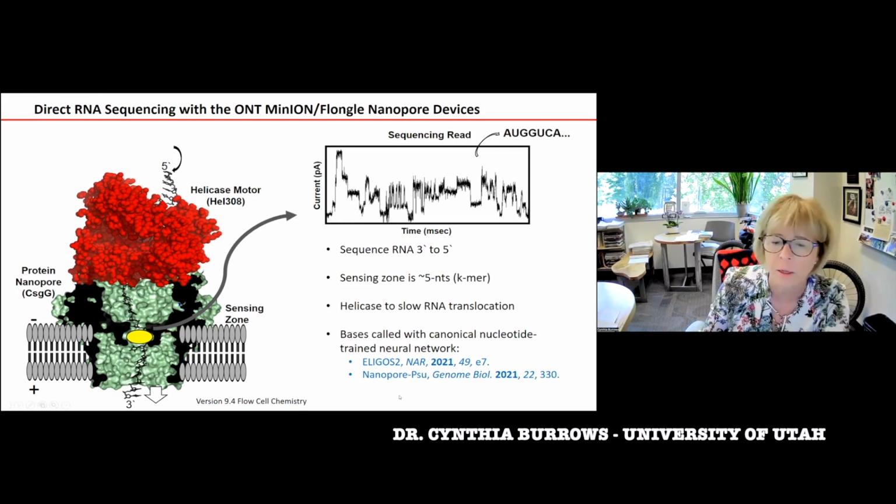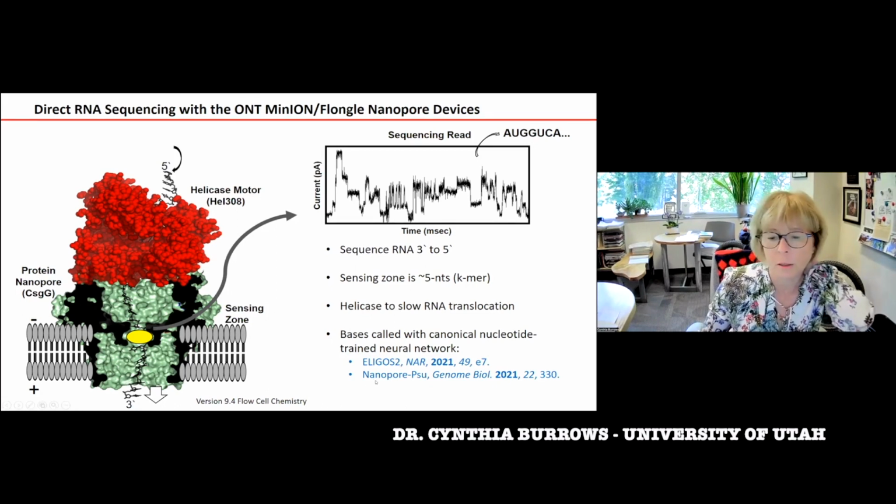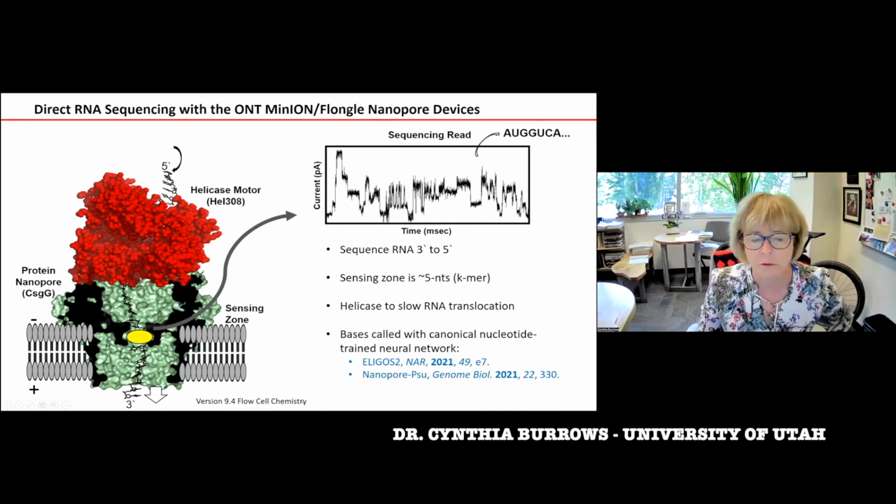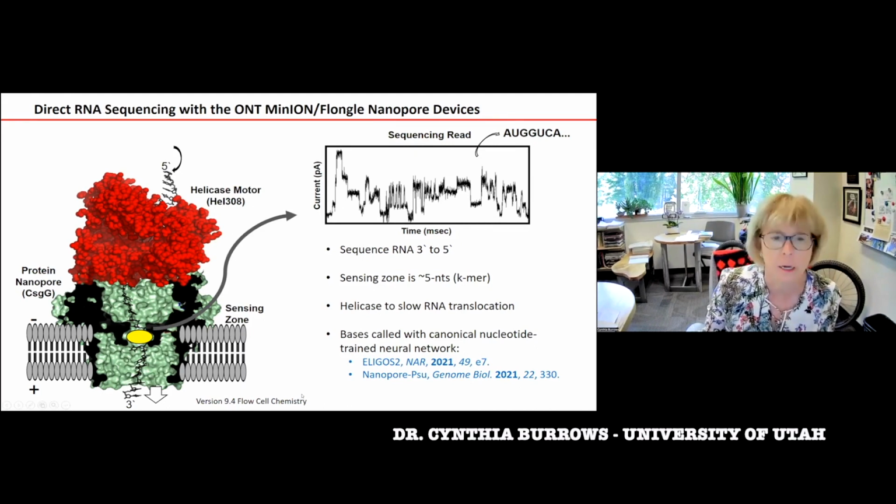In our work, we principally use Eligos 2 and nanopore SU. The latter is from Tal Pan's lab. Eligos is from a group at Arkansas Med School. And I'll be talking exclusively about the version 9.4 flow cell chemistry today.